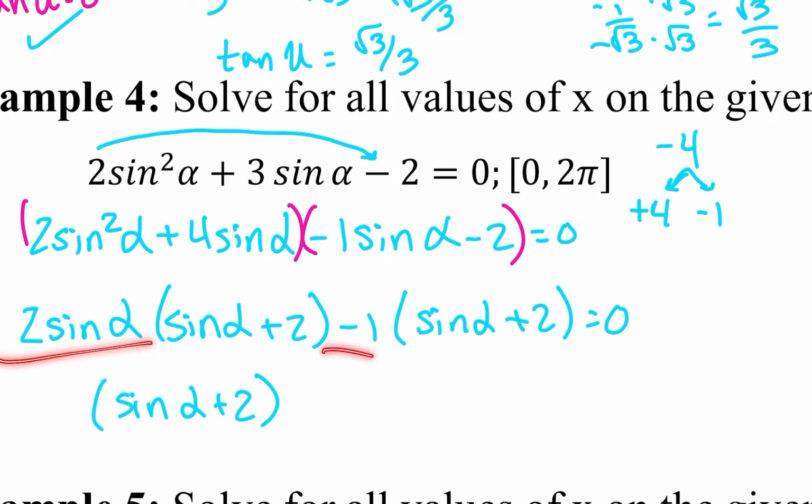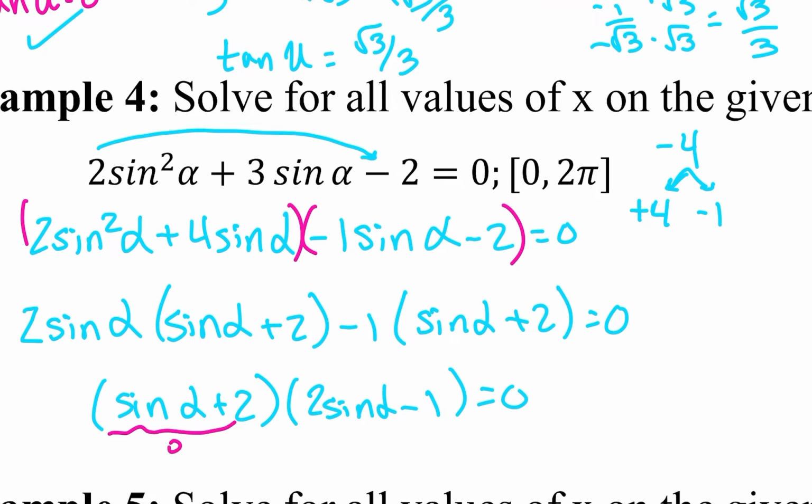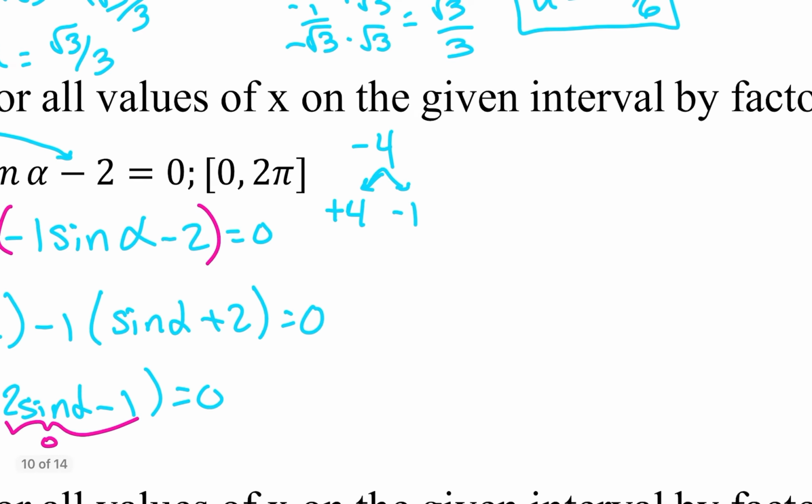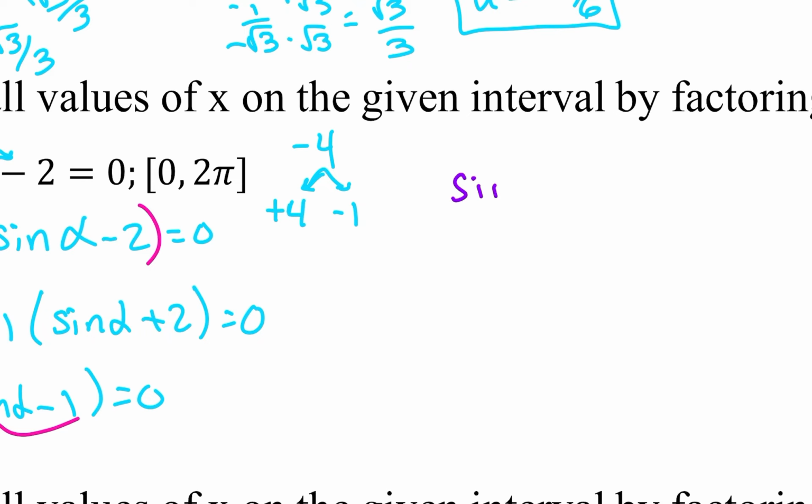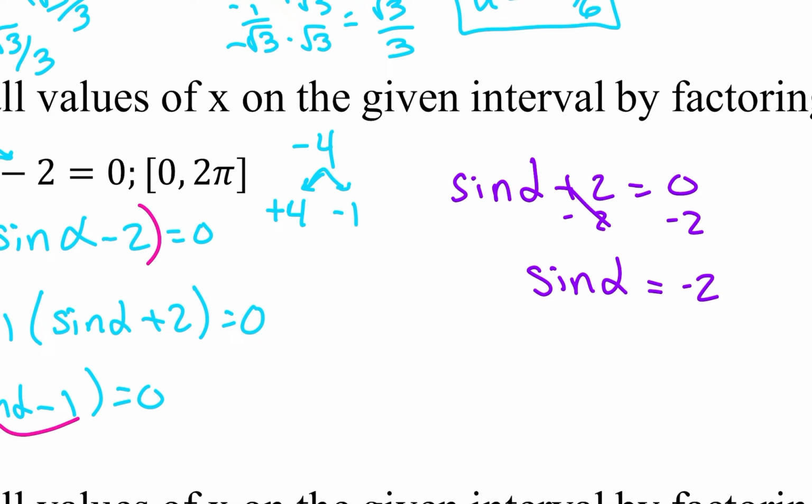And the other two pieces, here and here, make up our missing term here. So 2 sine alpha minus 1 equals 0. And we're just going to set each of those equal to 0. So this equals 0. That was a terrible bracket. And that equals 0. So coming over here, then, sine of alpha plus 2, we're going to subtract 2 from both sides. That would cancel, and we get sine of alpha equals negative 2.